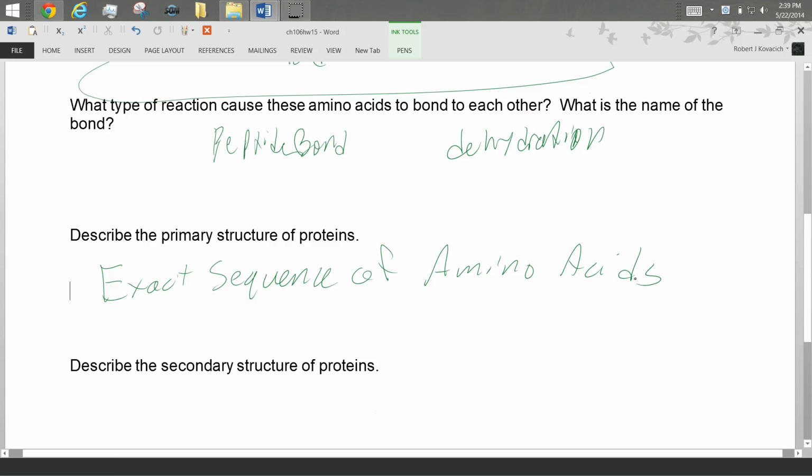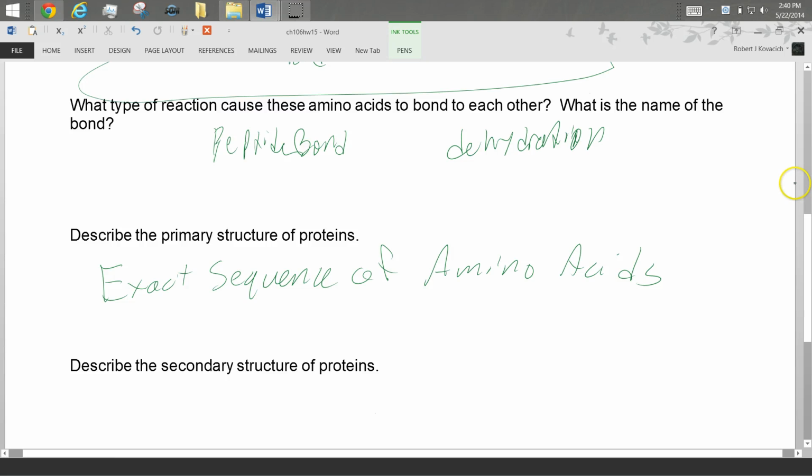Does this primary structure have any functionality? So on that list of things that we talked about that proteins can do, can a primary structure do any of those things? Nope. Cannot do any of those things. This is more like the building blocks before the building gets put together.